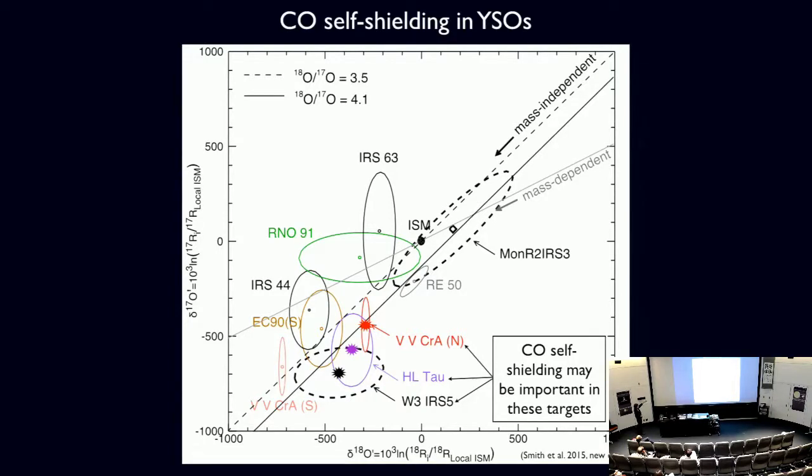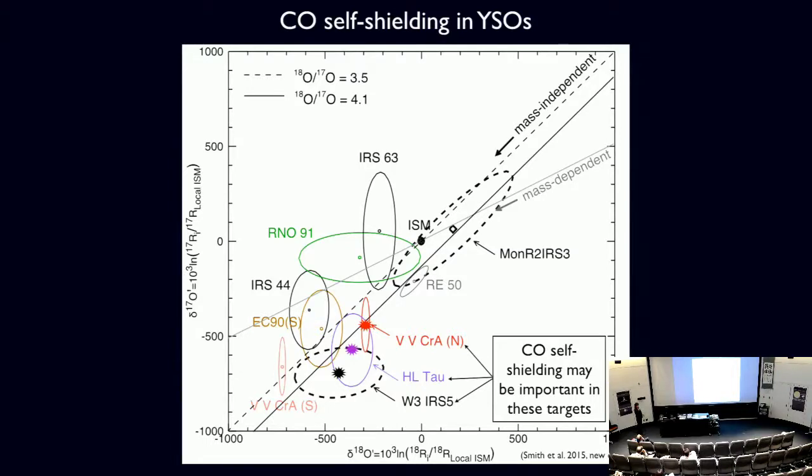But the point is that we have three YSOs, one of which is massive, W3 IRS5. These are error ellipses, so some of the data aren't that great. HL Tau we published, VV CrA we published, and Raper 50, which is later in its evolution, we published so far. We see a slope 1: they fall on a slope 1 line, and they're enriched in 16O. So that suggests that CO self-shielding may be important in these targets. Again, we're looking at a snapshot.